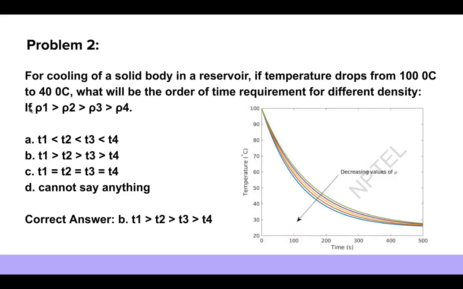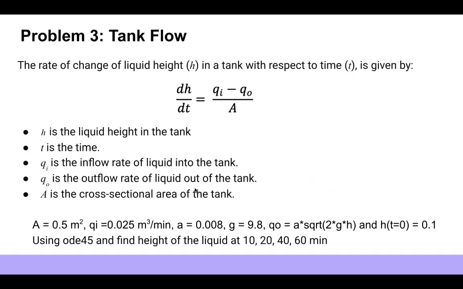So basically you will have the same behavior as densities. If rho 1 is greater than rho 2 is greater than rho 3 is greater than rho 4, then T1 is greater than T2 is greater than T3 is greater than T4. You can just think for a bit and if you have questions, you can ask me. Again, this is decreasing value of density. Lower is your density, faster is your temperature drop. That means lower will be the time taken. It's directly proportional.